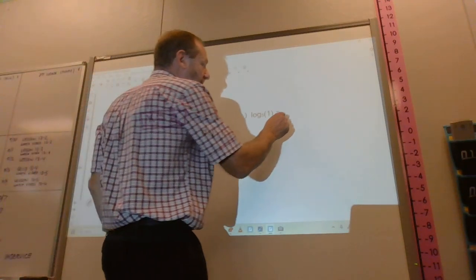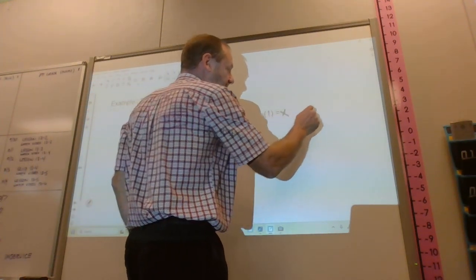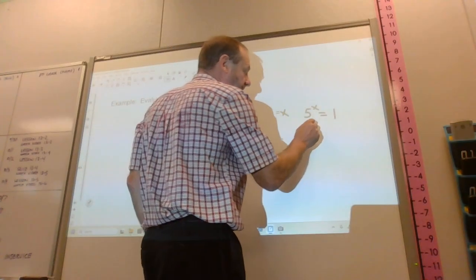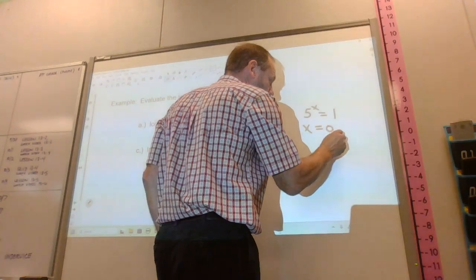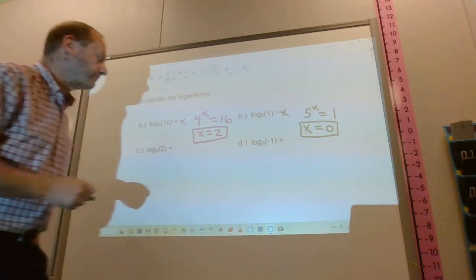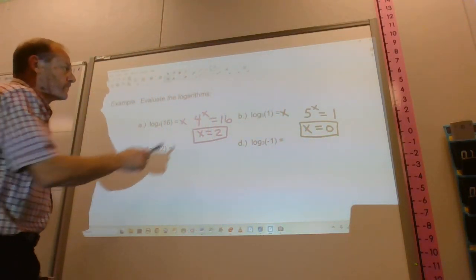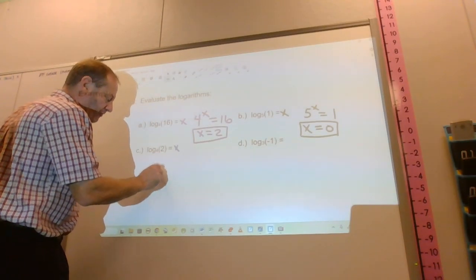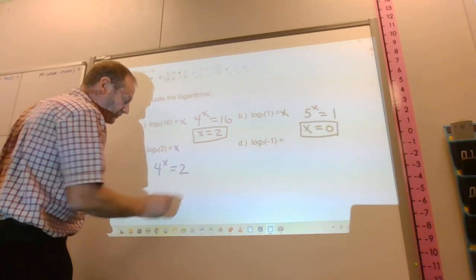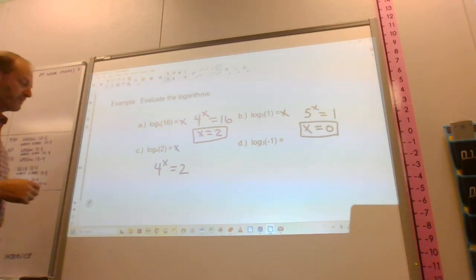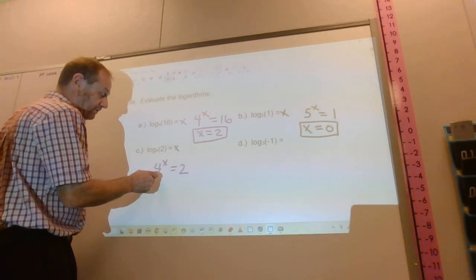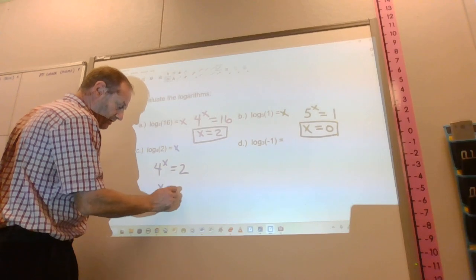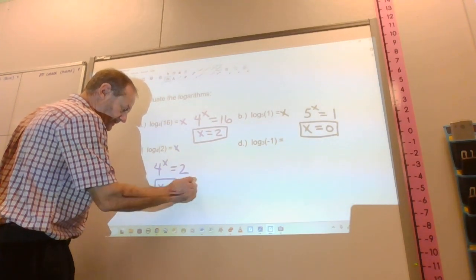Okay, so I always like to fill in the x here. 5 to the x power equals 1. Oh, hey, I know that every number to the 0 power is 1, so x must be 0. Okay, if I put in my x here, 4 to the x power is 2. Oh, how did that get smaller? Well, because I know that the square root of 4 is 2, and the square root is the same thing as the 1/2 power. So x is 1/2.